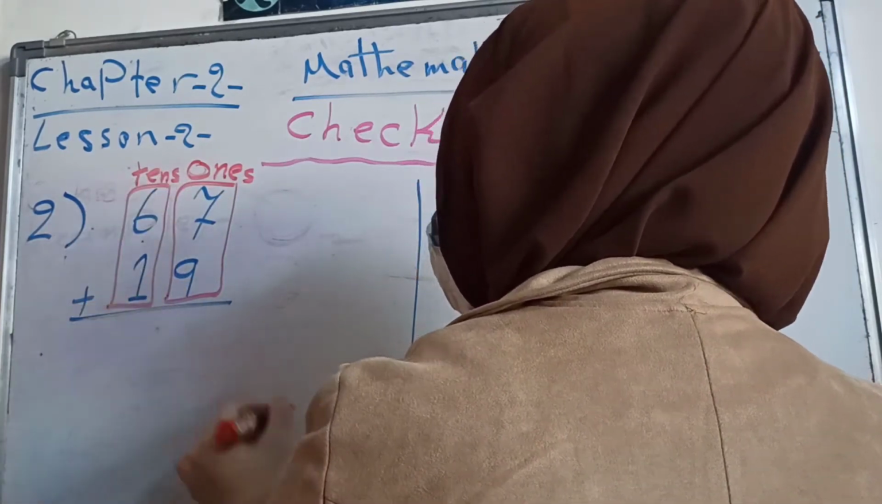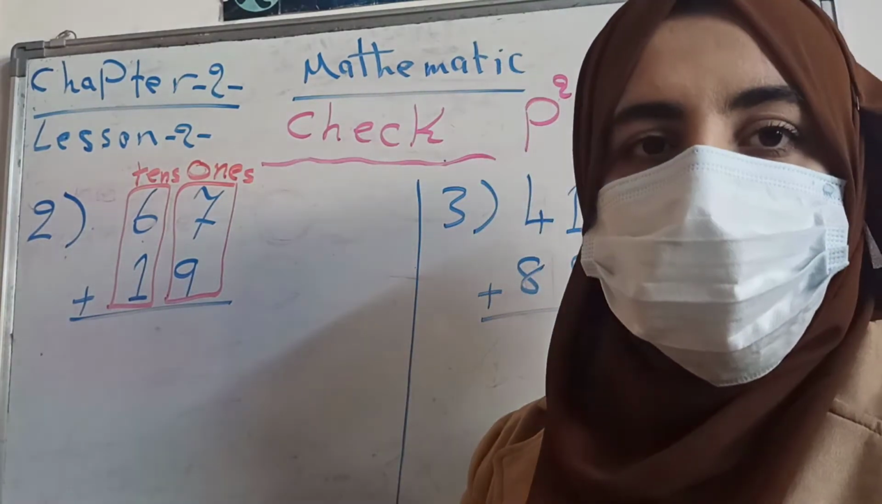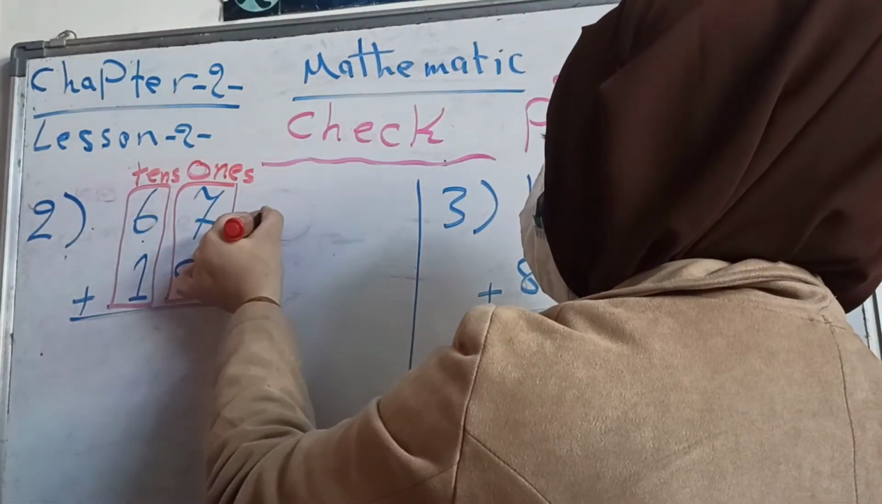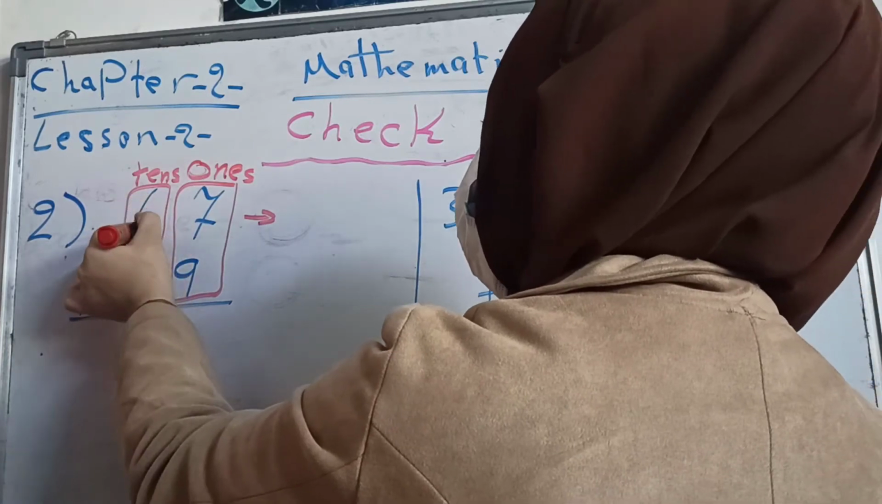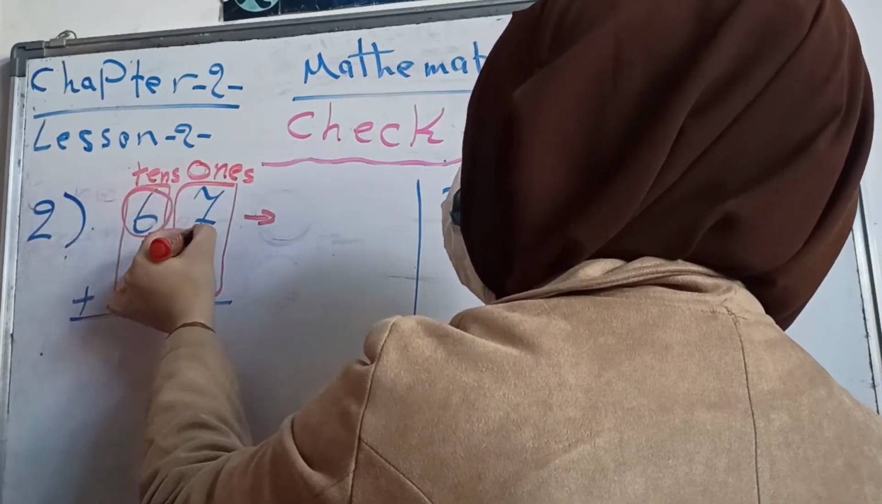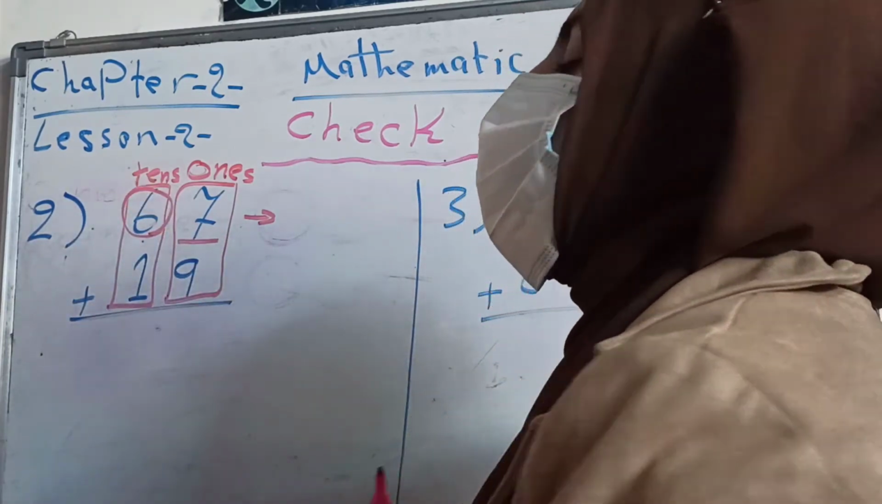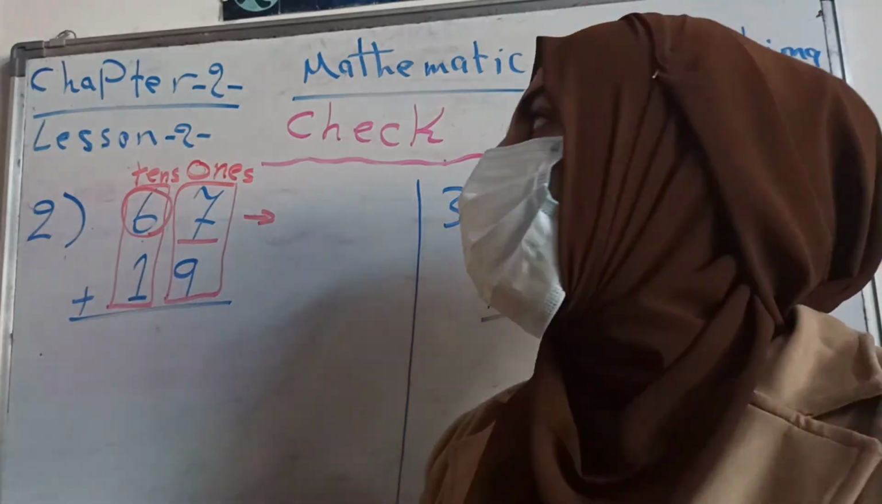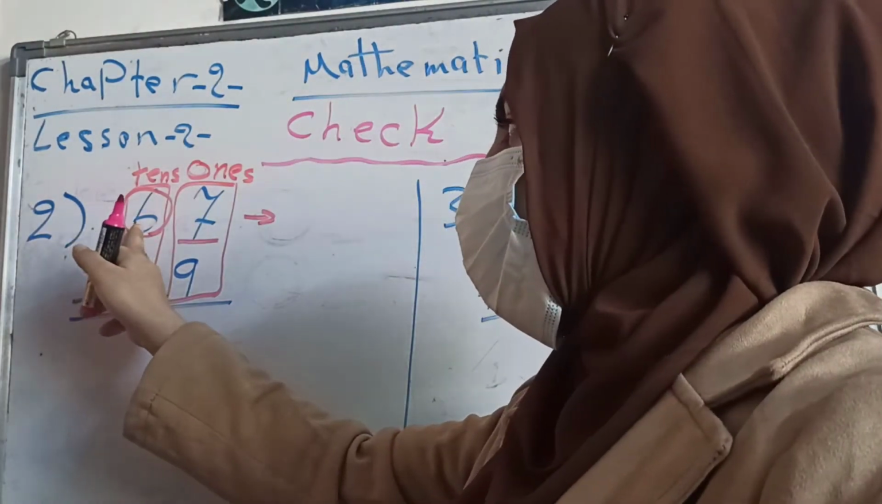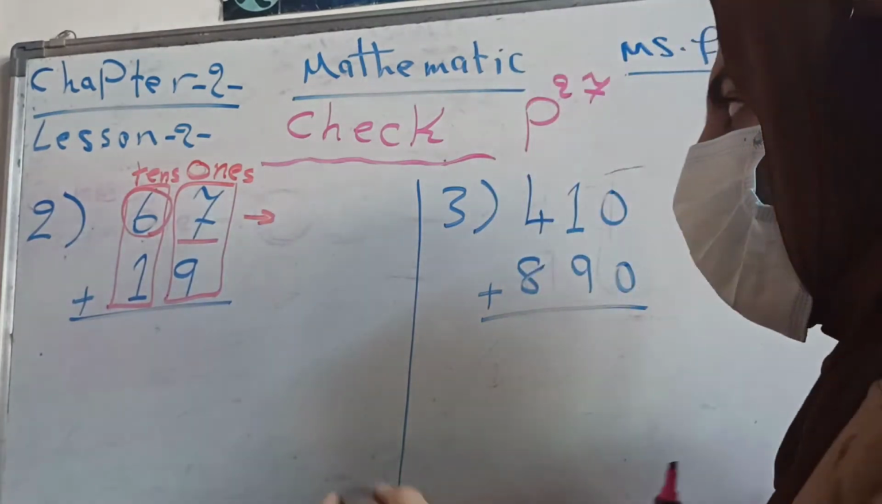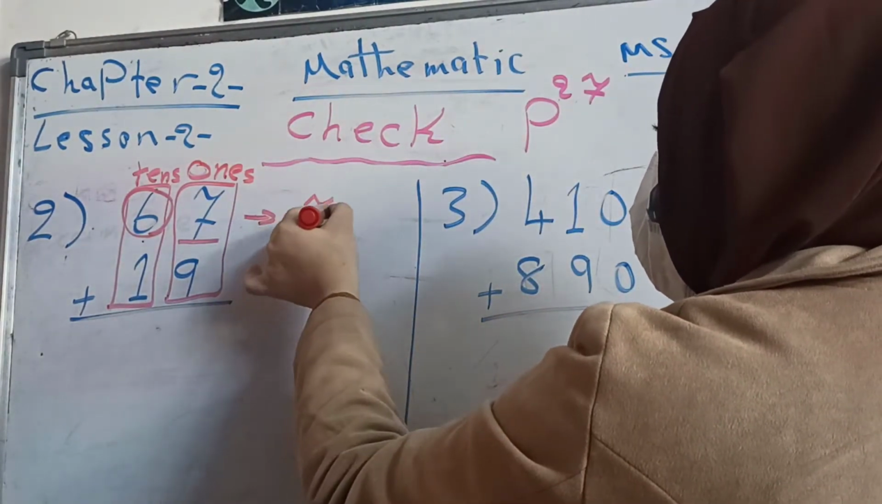First we round those numbers to the nearest tens. We have 6 in tens. Which digit do we look at? We look at the ones. We have 7. 7 is greater than 5. Then we add 1 to this 6. Then it rounds to 70.